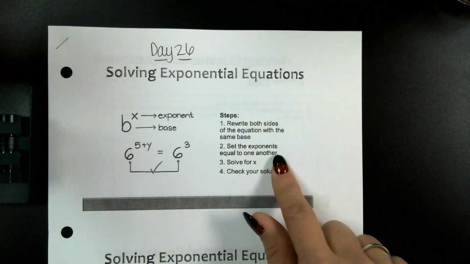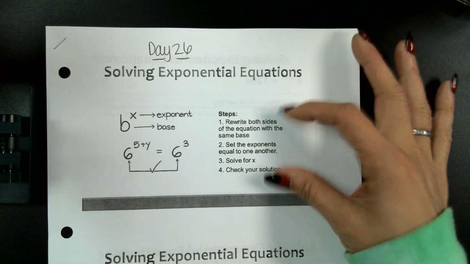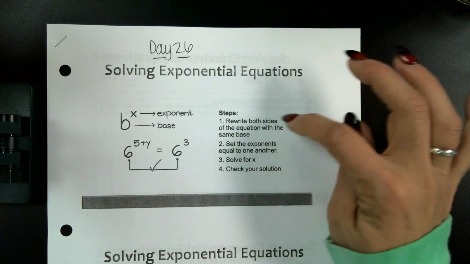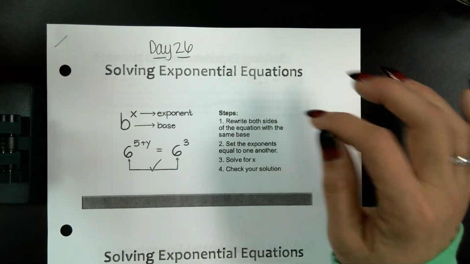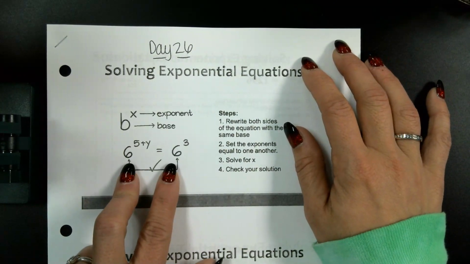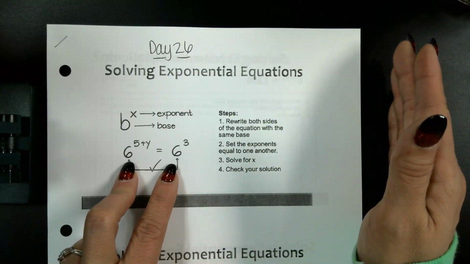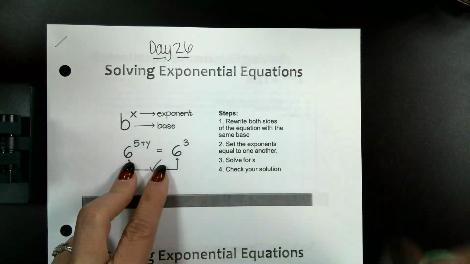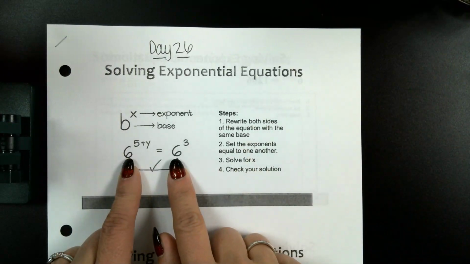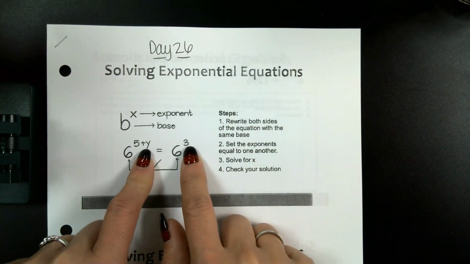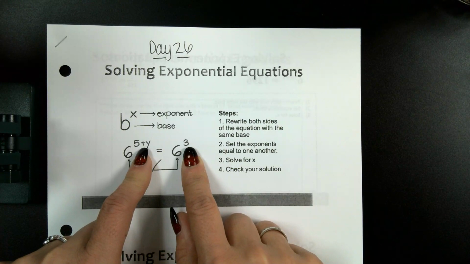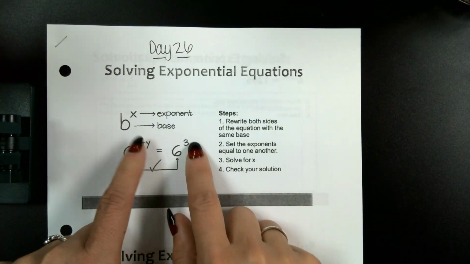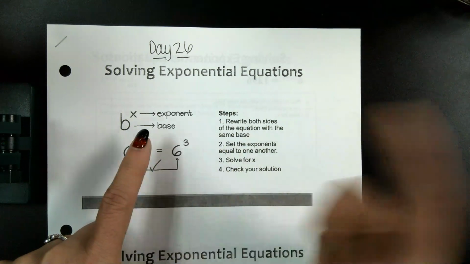If you look at these steps, they are actually really helpful. Step number 1: you want to rewrite both sides of the equation with the same base. If you look at this example, these already have the same base. When they already have the same base, it is extremely easy to solve, because if the bases are the same, doesn't that mean their exponents would have to be equal? They might look different right now, but we could set our exponents equal to each other and solve for y.